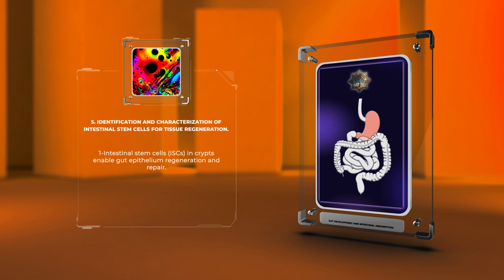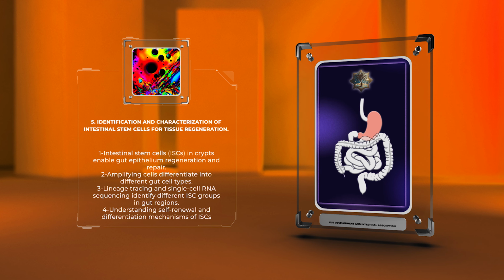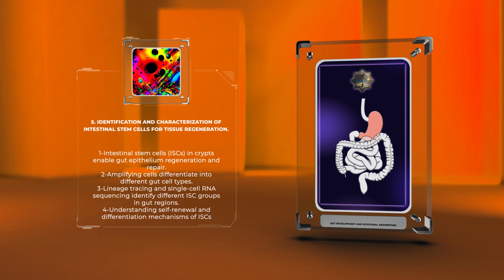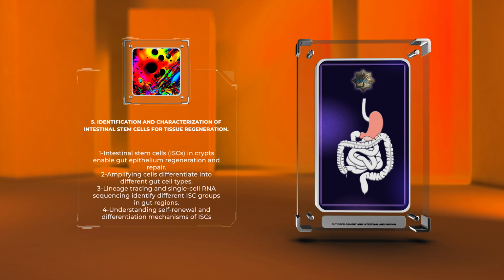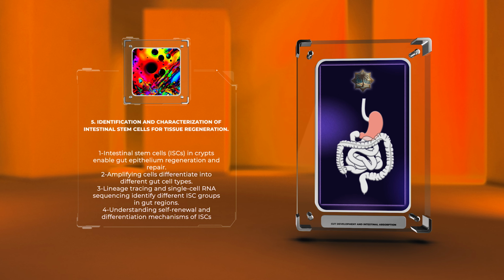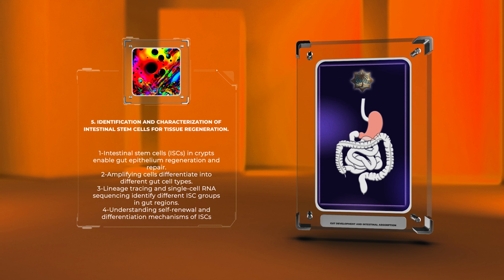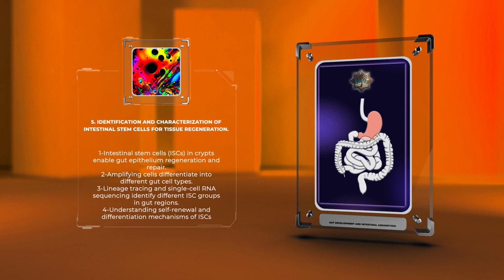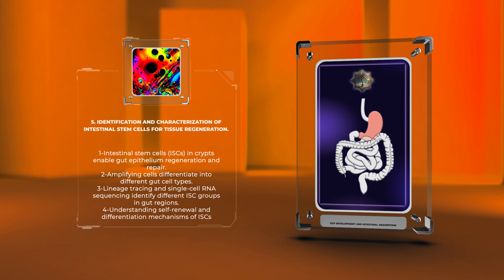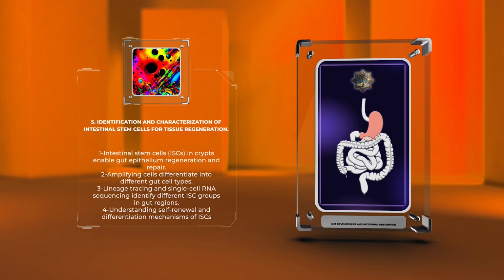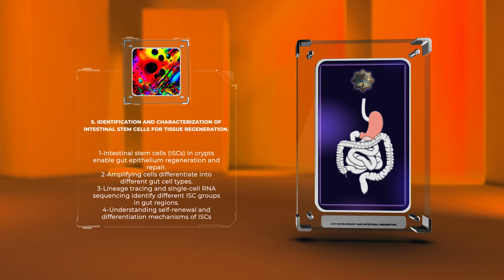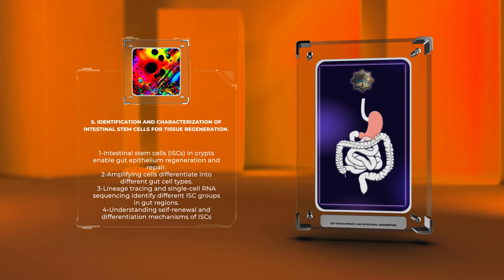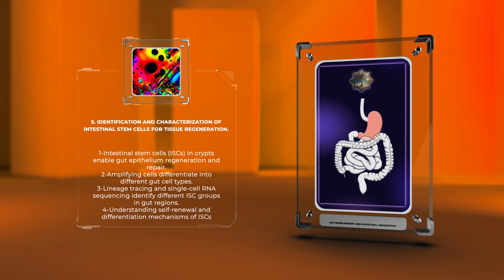The gut epithelium has the ability to regenerate and repair itself, thanks to intestinal stem cells, ISCs, found in specific areas called crypts. ISCs give rise to amplifying cells that then differentiate into different gut cell types. Recent techniques like lineage tracing and single-cell RNA sequencing have enabled the identification and characterization of different ISC groups in different gut regions. Understanding the self-renewal and differentiation mechanisms of ISCs could have significant implications for regenerative medicine and gastrointestinal disorder treatments.